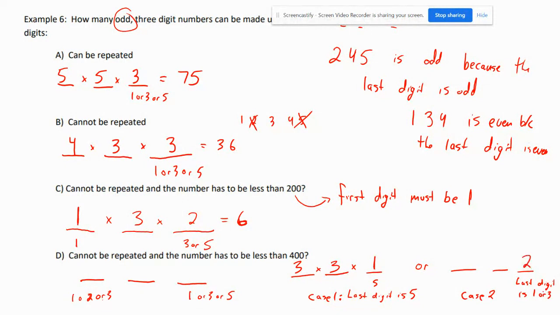Well, if the last digit is 1 or 3, and the first digit has to be 1 or 2 or 3, that means there's only going to be two options here. And then if I place a digit here and one here, that means there's three digits left for the second digit. 3 times 3 times 1 equals 9. 2 times 3 times 2 is 12. And this answer is going to be 9 plus 12, which is 21.